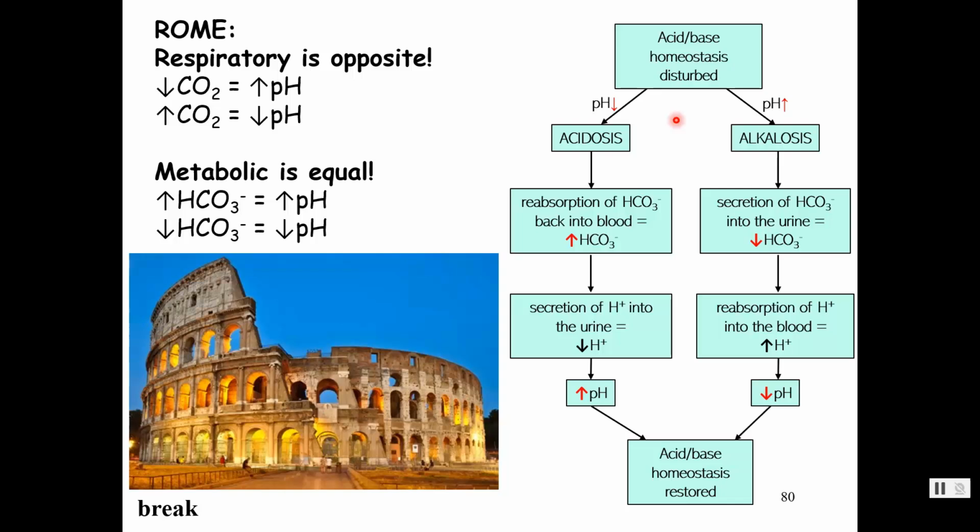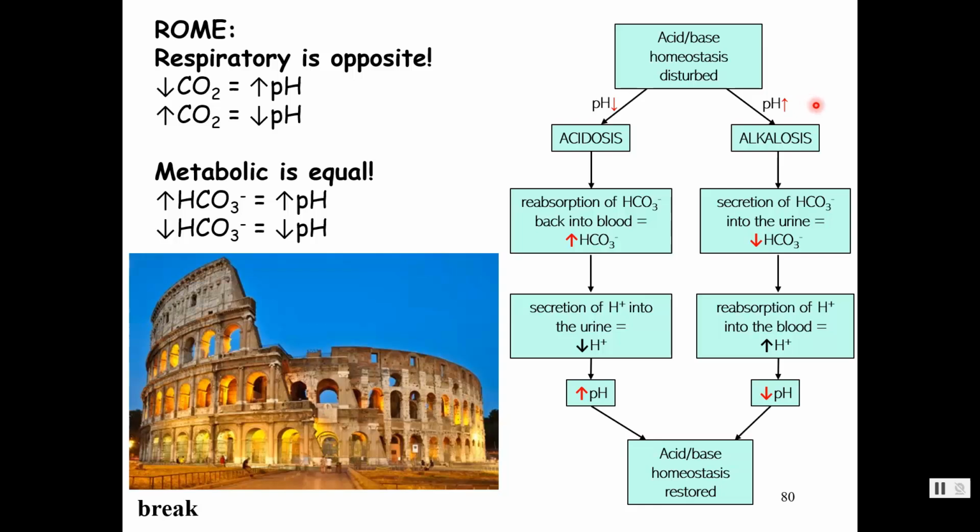So come over here. We've got acid-base homeostasis disturbed. pH is low, so that's acidosis. The kidneys can respond by reabsorbing bicarbonate back into the blood, so we raise bicarbonate. If we raise bicarbonate, that increases pH, and that's good because we were responding to a drop in pH. We also know that acid means the hydrogen ion concentration is high, so the kidneys can also excrete that in the urine. Either way, we have acid-base homeostasis restored.